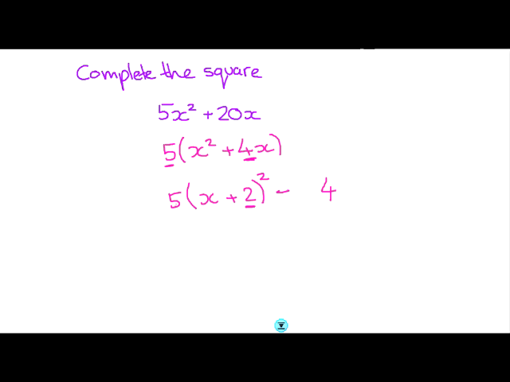However, because it's 5x squared, I'm actually going to have 5 of those. So I can finish this off by saying 5 lots of x plus 2 all squared, take away 20. Now let's see if I can find a tricky one.